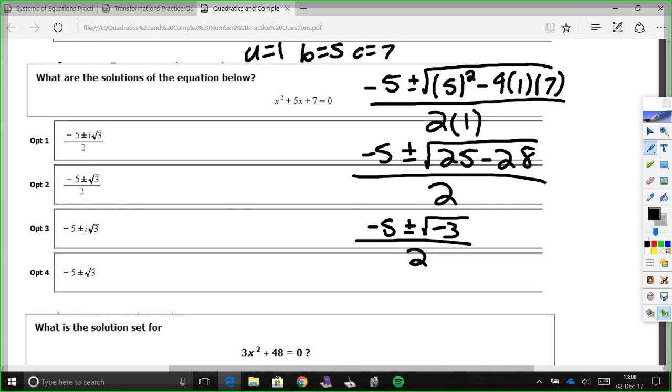Alright, now here's the thing. If you try to use your calculator on this, your calculator would say square root of negative 3 is an error. Right? So we have to remember this square root of negative 3, let's take it over to the side. You have to separate the negative from the 3.